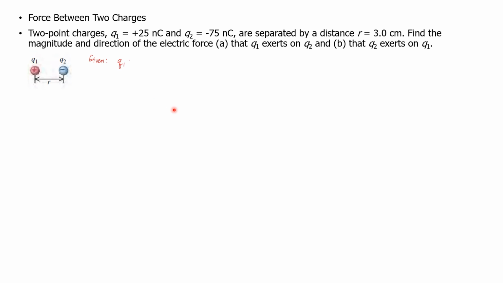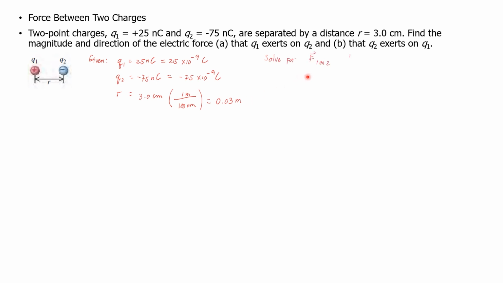So the given is the charge 1 is equivalent to 25 nanocoulombs, and that is equal to 25 times 10 to the negative 9 coulomb. Charge 2 is equal to negative 75 nanocoulomb, and that is equal to negative 75 times 10 to the negative 9 coulomb. And our distance r is equivalent to 3 centimeter. Since centimeter is not yet in the proper unit, we need to convert centimeter into meters. In 1 meter, we have 100 centimeter, and 3 centimeter is equal to 0.03 meters.